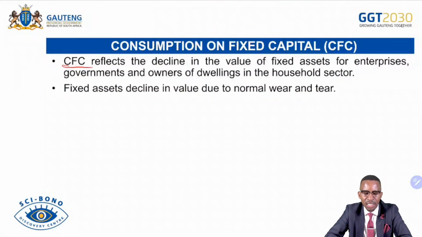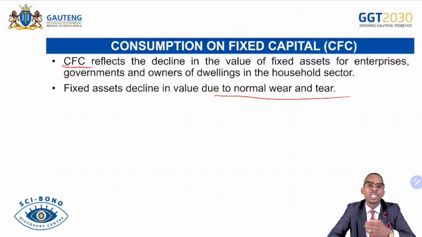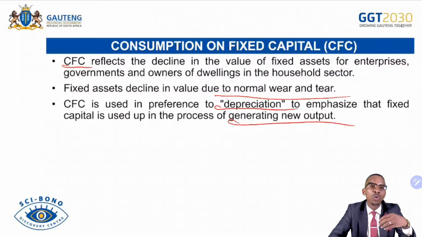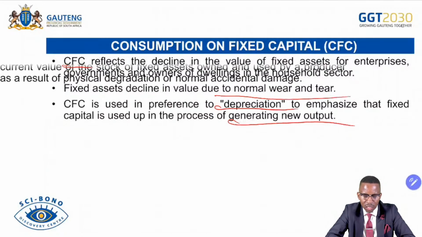A fixed asset declines in value due to normal wear and tear. As we use the machine, it loses its value. We call that normal wear and tear because the value of that particular asset is degraded as it keeps being used to produce goods and services. CFC is used in preference to depreciation to emphasize that fixed capital is used up in the process of generating new output. The capital can be exhausted as we produce goods and services. So the capital can depreciate on a daily basis as it's being used to produce goods and services.